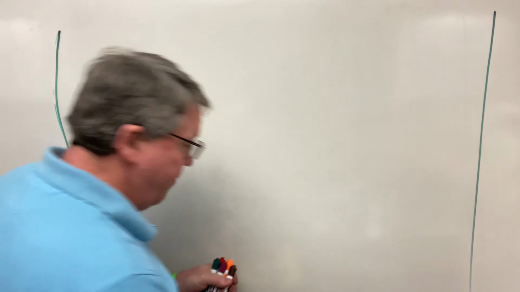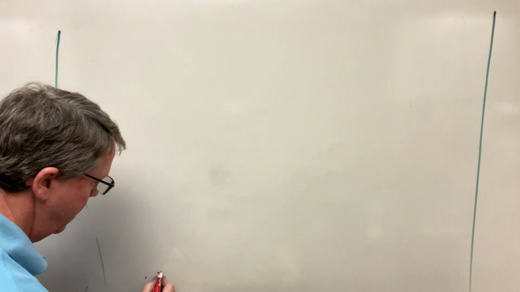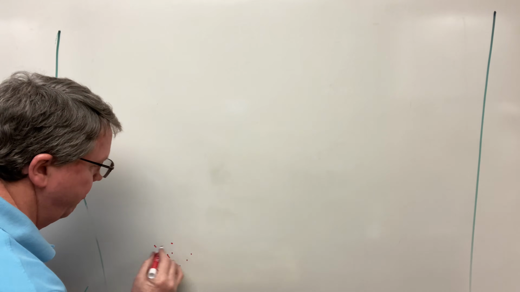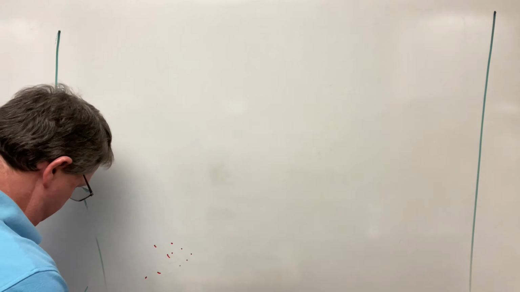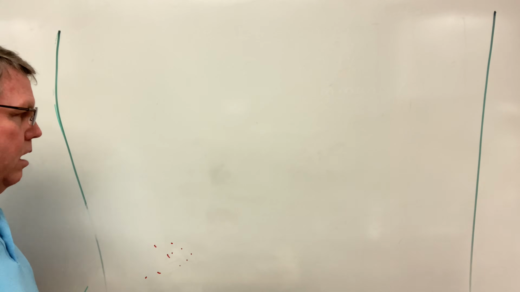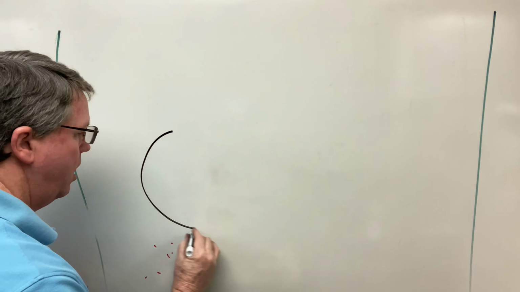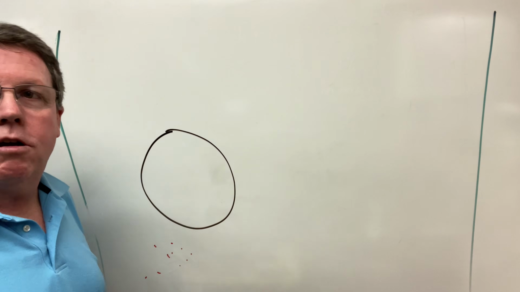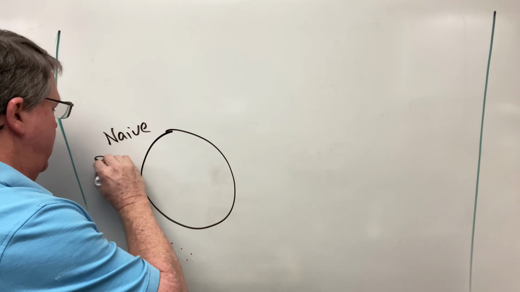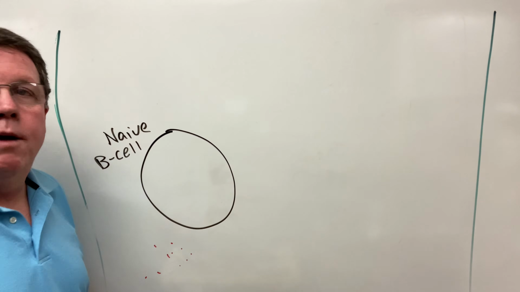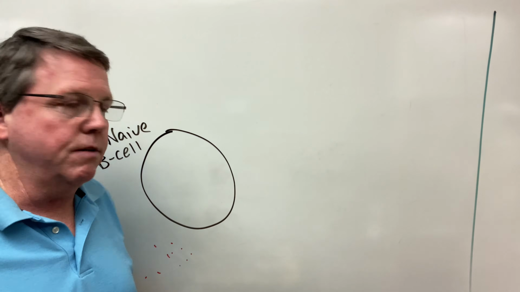Okay, so if you recall from our last video, we talked about having antigens that were free-floating in the lymph system, and they're going to come into the lymph node. So in the lymph node, I have my B cell, and we're going to call this a naive B cell. What I mean by a naive B cell is that this B cell hasn't been activated yet. We'll talk about that in just a few minutes.